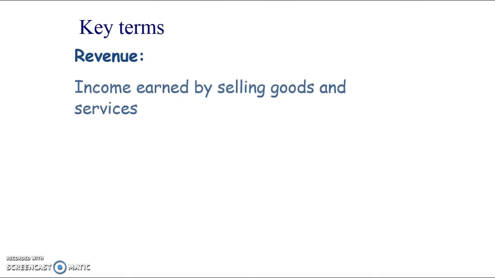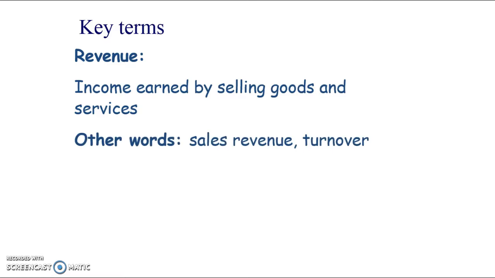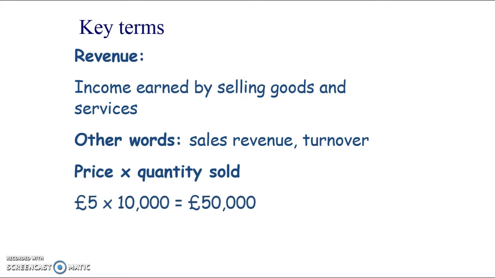So first key term, revenue, and this is the income earned by businesses by selling goods and services. Other words, just to confuse you a little bit more, can be used to indicate revenue. Sales revenue or turnover have been used in the past. And to work out revenue, we just do the price times the quantity sold. So if we've got an example here of a product that's selling for £5 and we sell 10,000 of them, we're going to earn £50,000 of revenue.